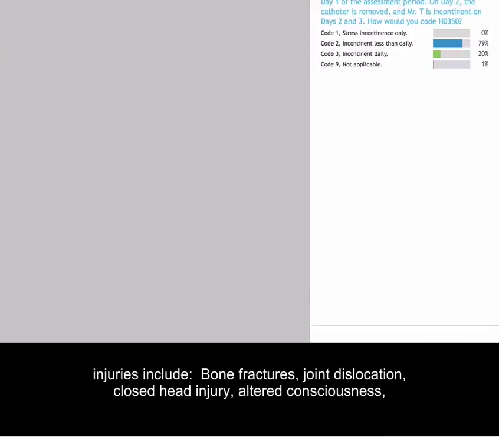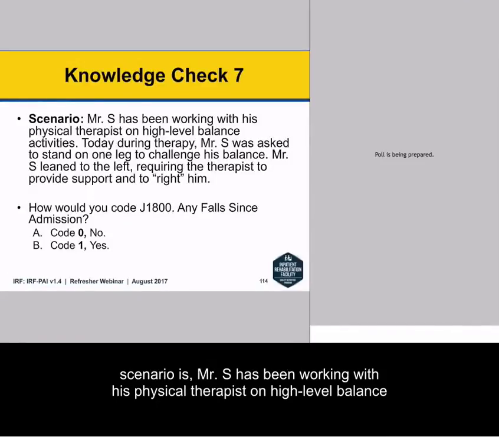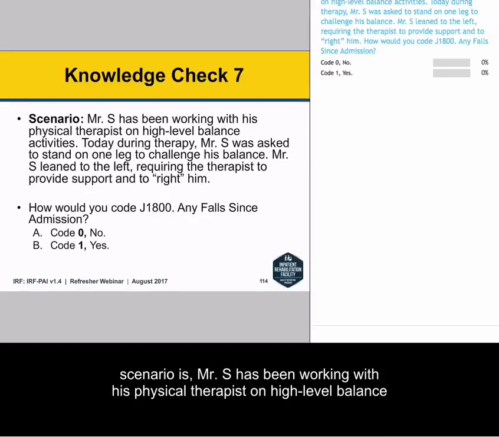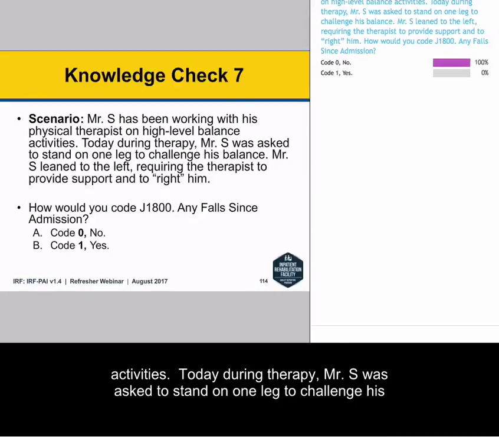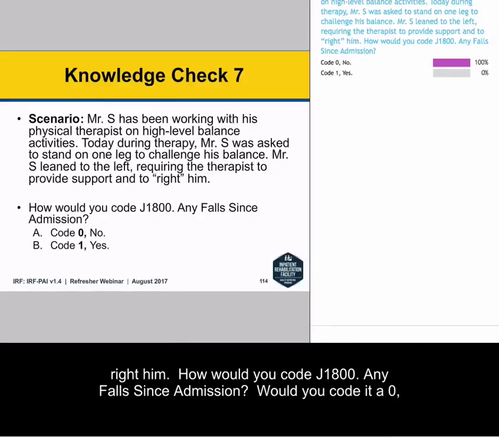We're now going to move on and do a knowledge check. Your scenario is, Mr. S has been working with his physical therapist on high-level balance activities. Today during therapy, Mr. S was asked to stand on one leg to challenge his balance. Mr. S leaned to the left, requiring the therapist to provide him support and to right him. How would you code J1800, any fall since admission?